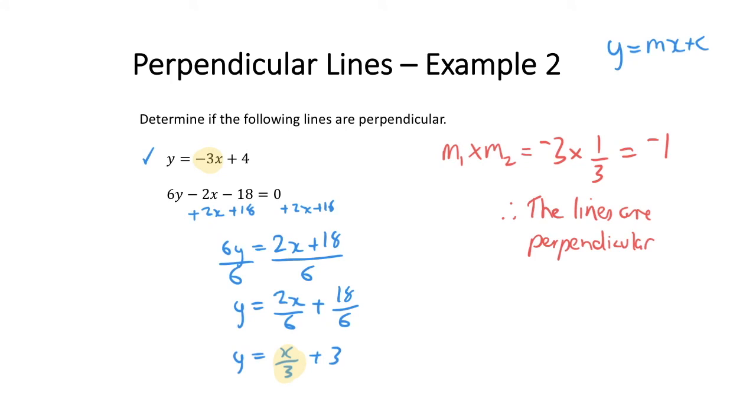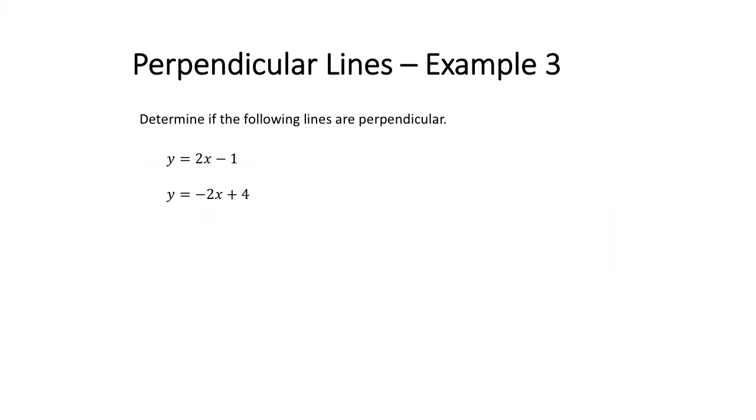That is an example of how we can determine if two lines are perpendicular by identifying the gradients and multiplying the gradients together to see if they equal -1. Let's have a look at one last example. In our last example, we want to determine if the following lines are perpendicular. We've got the equations y equals 2x minus 1 and y equals -2x plus 4.